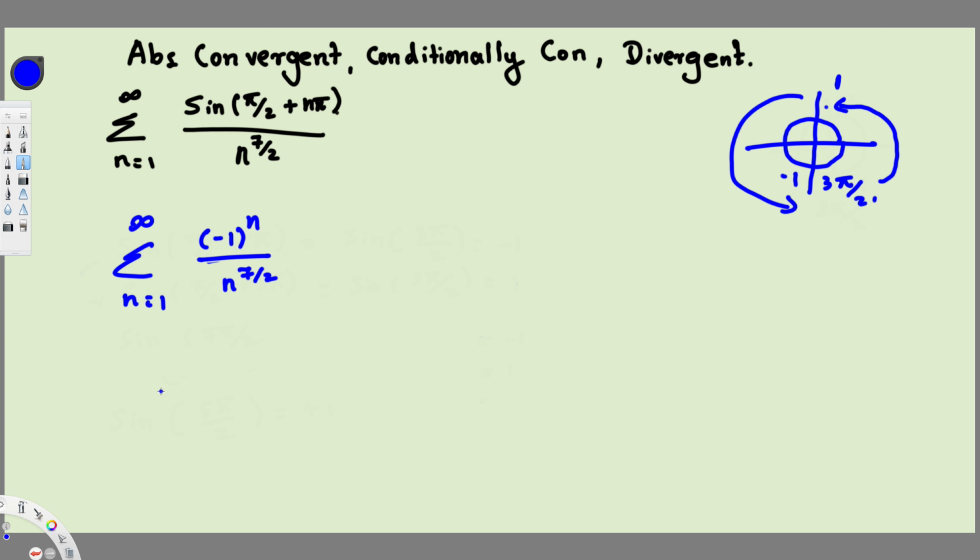Now let's find whether this is absolutely convergent. To find absolute convergence, we take the absolute value of this and check whether it is convergent or divergent. So here, the sum from n equals 1 to infinity, the absolute value of negative 1 to the power n is always going to be positive 1. And in the denominator we have n to the power 7 over 2, and as you can see, this is a p series and this value is greater than 1, so this is a convergent p series.